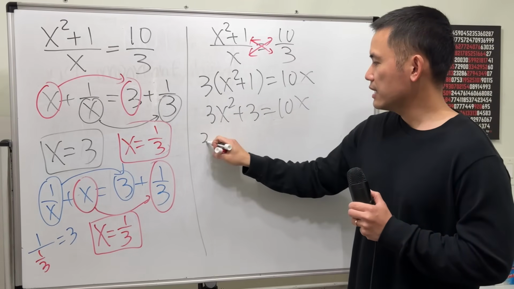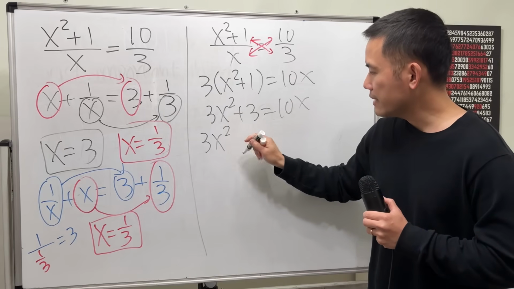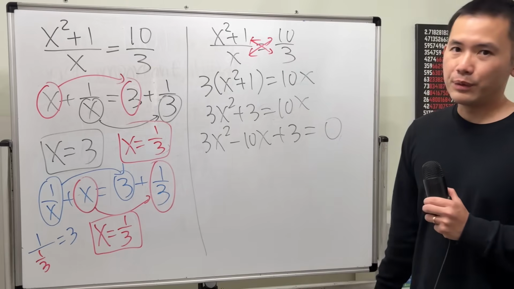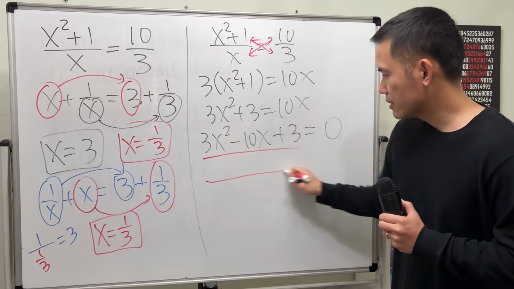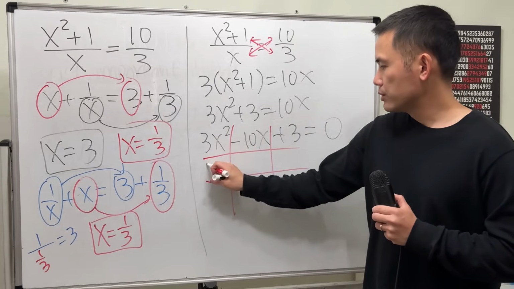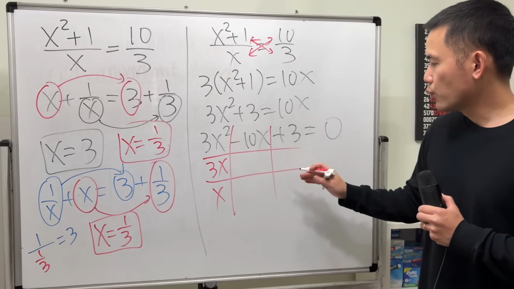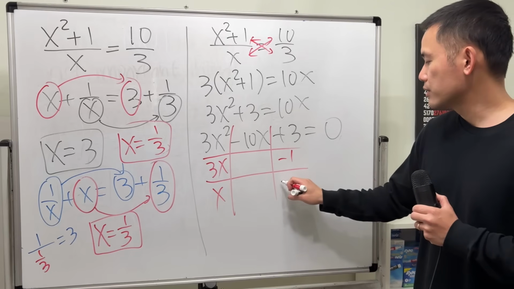Move this to the other side. It becomes a minus 10x and then plus 3. And then we do the tic-tac-toe factoring. Let's do 3x and x. And let's do minus 1 and minus 3. Negative 1, negative 3 like this.